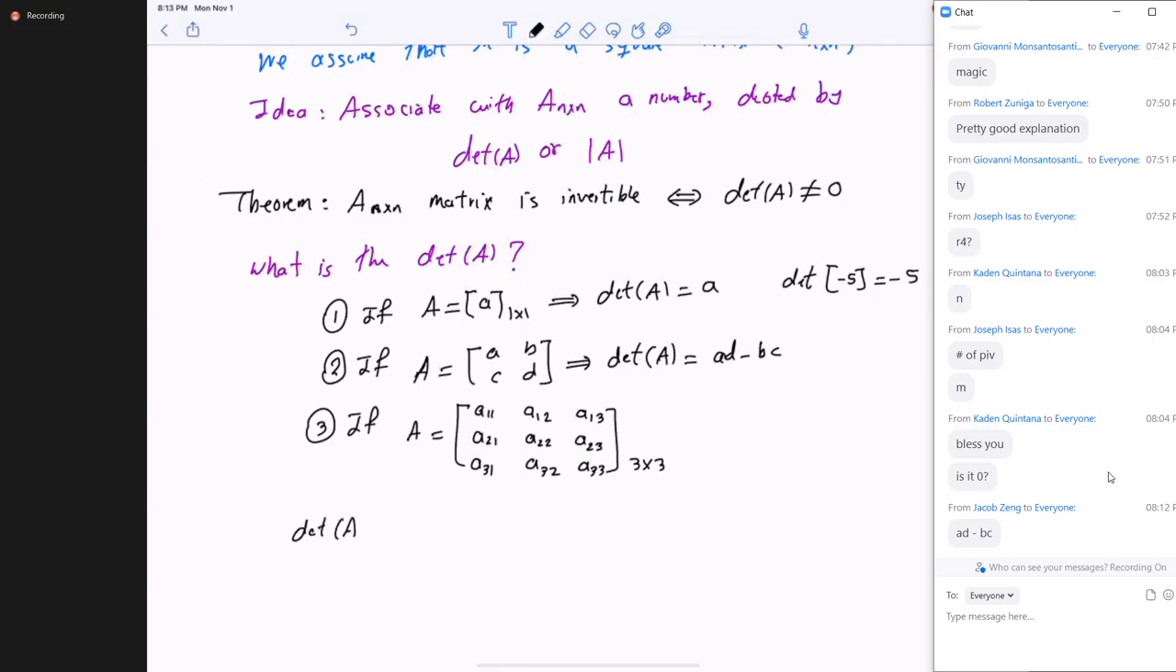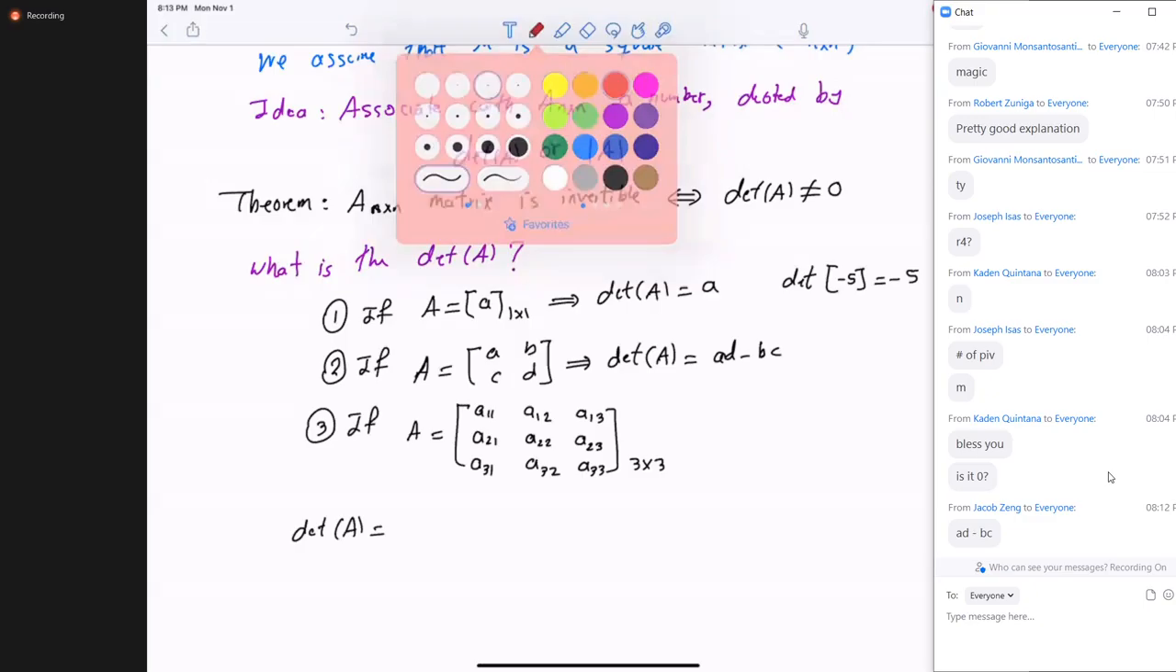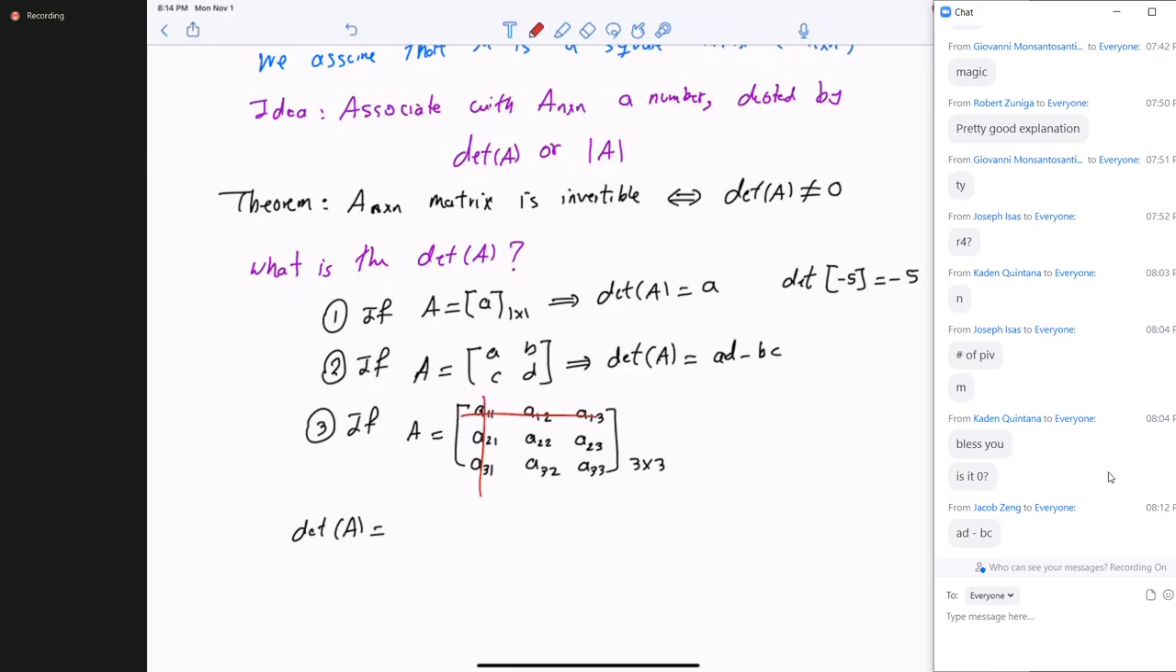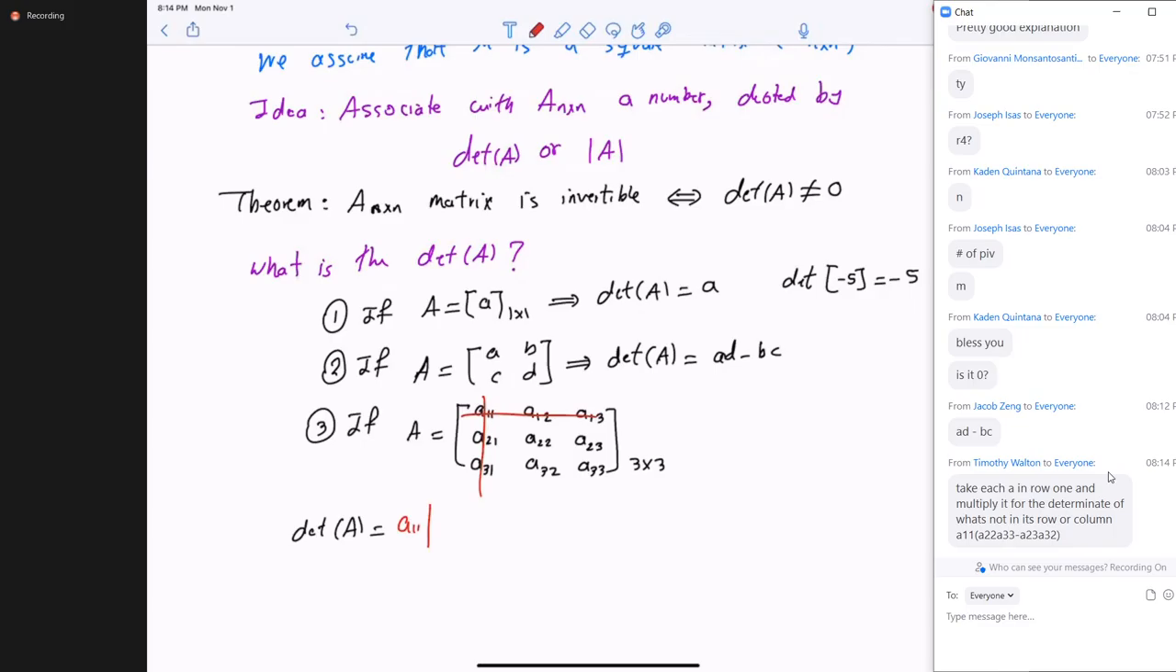The determinant of A is defined based on all the 2x2 matrices obtained by removing a row and a column from A. So I remove the first row and first column, and then in the corner, we have A11. So the determinant is A11 times the determinant of the remaining matrix A22, A23, A32, A33, minus A12 times, again, we remove the first row and then the second column.